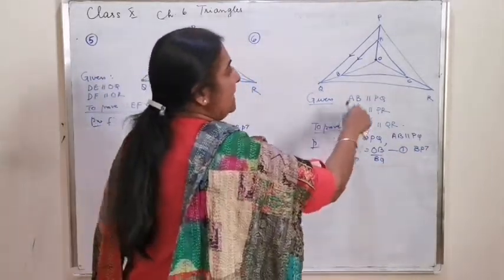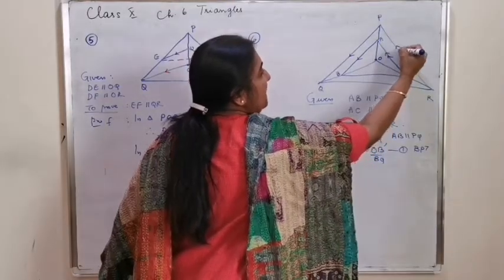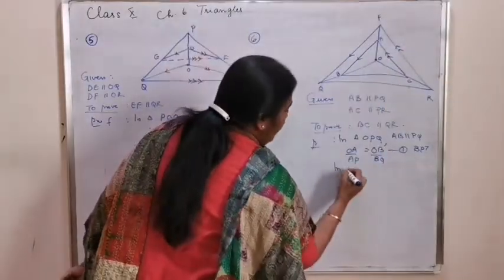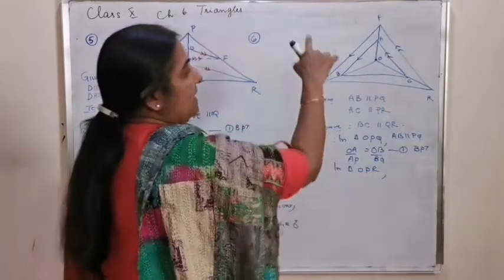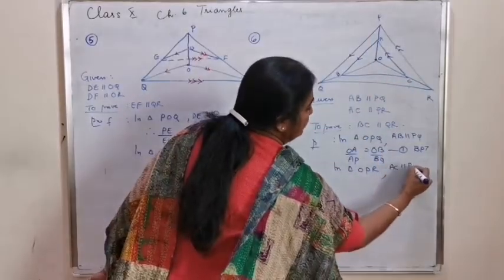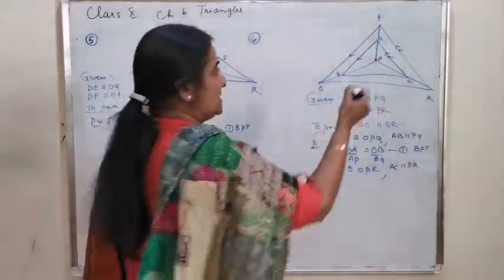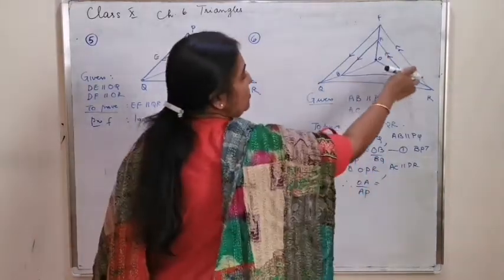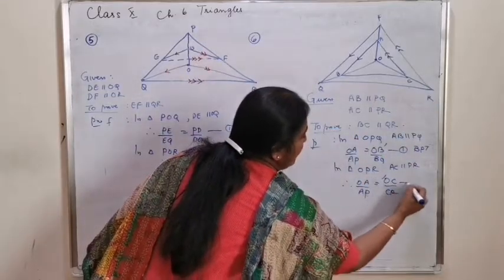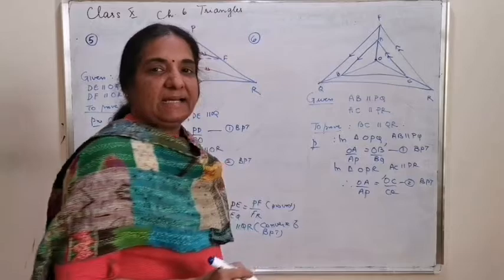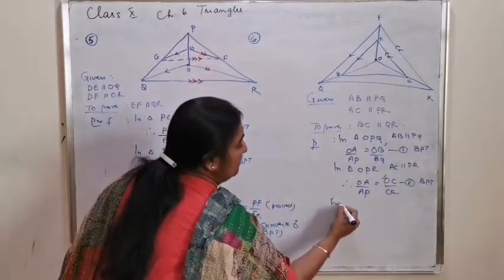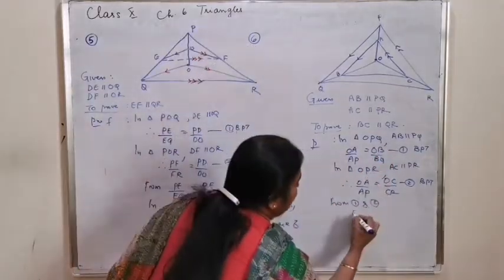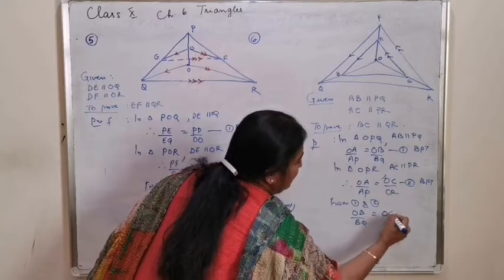Similarly, AC is parallel to PR. PR is the base, which is the triangle OPR. In triangle OPR, AC parallel to PR, therefore the ratio is OA by AP is equal to OC by CR. Equation number 2, basic proportionality theorem. From 1 and 2, what did you get? OB by BQ is equal to OC by CR.